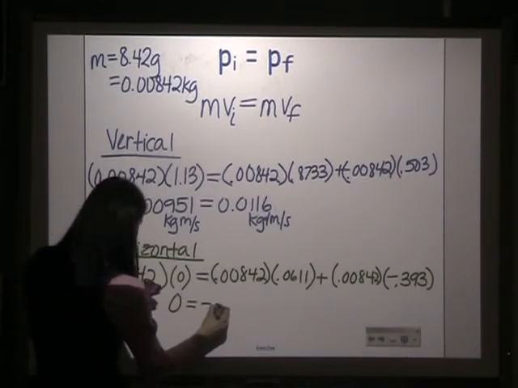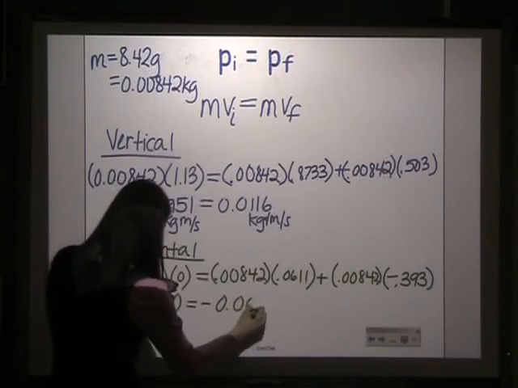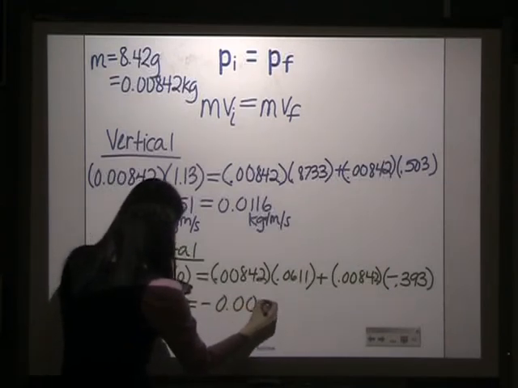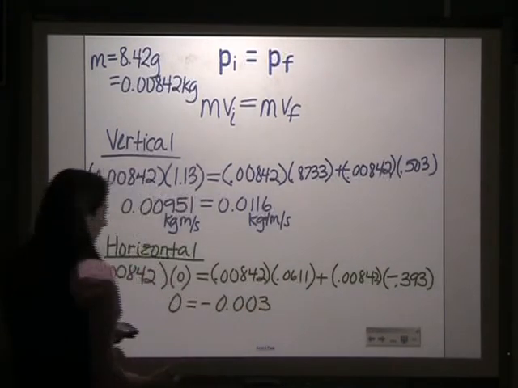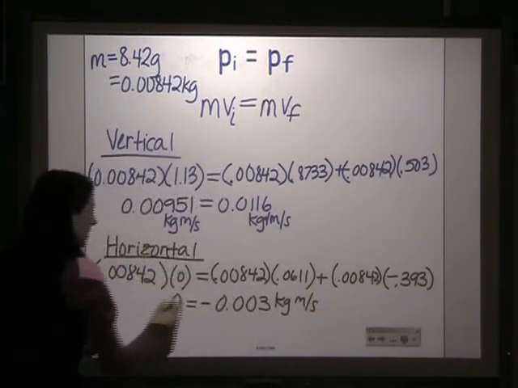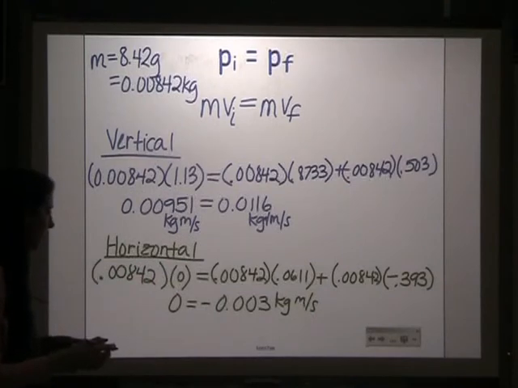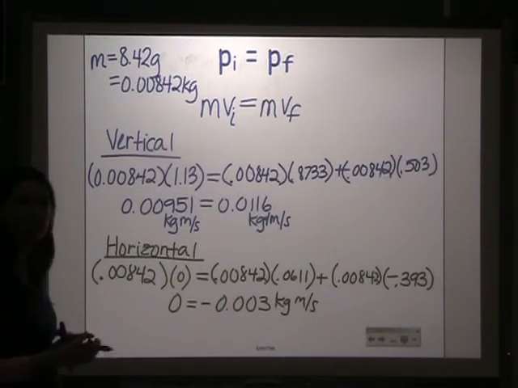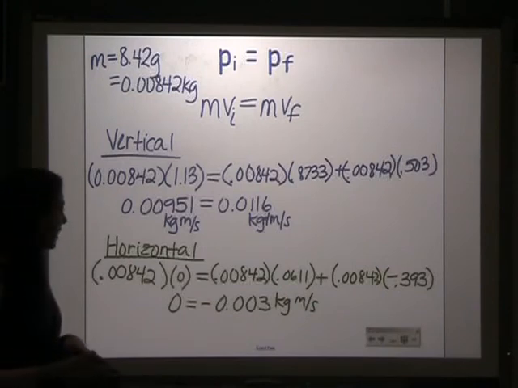So here we get negative 0.003. And that is kilograms, meters per second. So once again, you can see that those are very close. So not too much of an error, which I hope tomorrow when you do this lab, you'll find the same thing. You won't have much of an error.